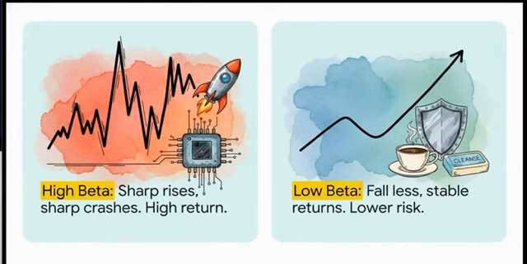On the flip side, look at low beta FMCG stocks like Hindustan Unilever or Nestle. Look, people are still going to buy soap and coffee even during a recession, right? Because of that, these stocks fall much less during market crashes. They offer lower systematic risk, but the trade-off is that the SML dictates they offer lower, more stable expected returns.